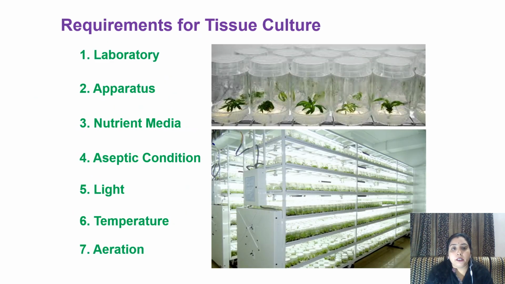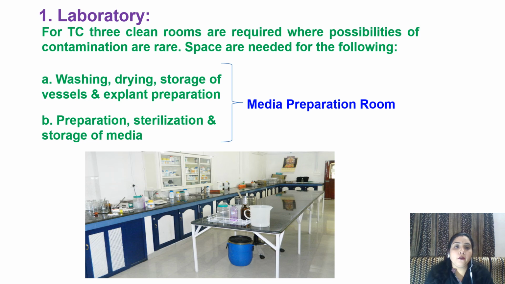Requirements for tissue culture. First of all, we will require a well-established laboratory, apparatus, nutrient media according to the plants we have selected, aseptic conditions, and requirement of light, temperature, and proper aeration is there. First of all, laboratory. For tissue culture, different rooms are required. Three clean rooms are required.